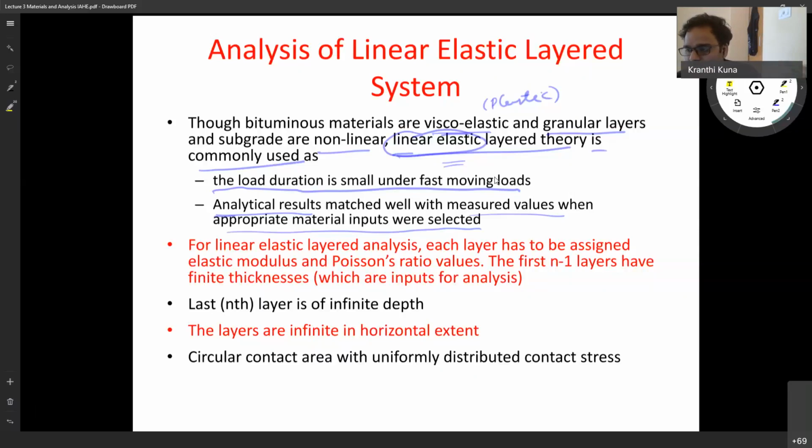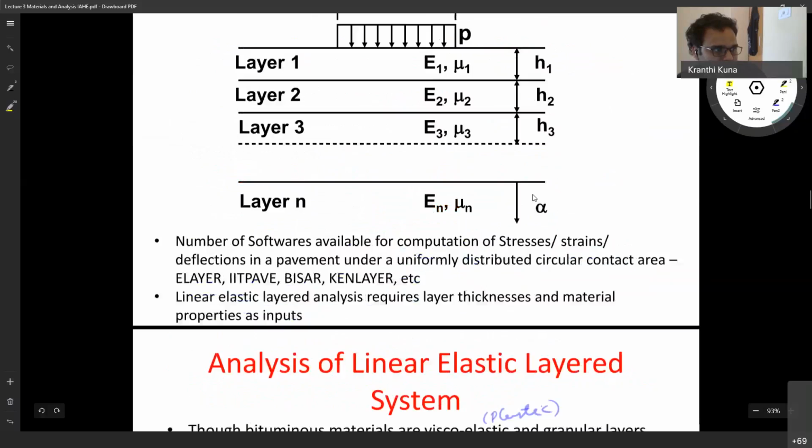But as researchers, people still use viscoelastic theories and non-linear elastic theories for unbound materials. In fact, for example, if you have heard about a program called KenLayer, it runs the analysis based on viscoelastic models. But for simplicity, we only consider the elastic layer theory.